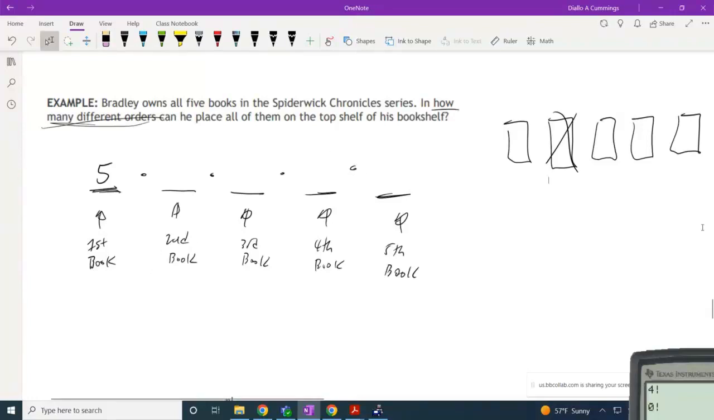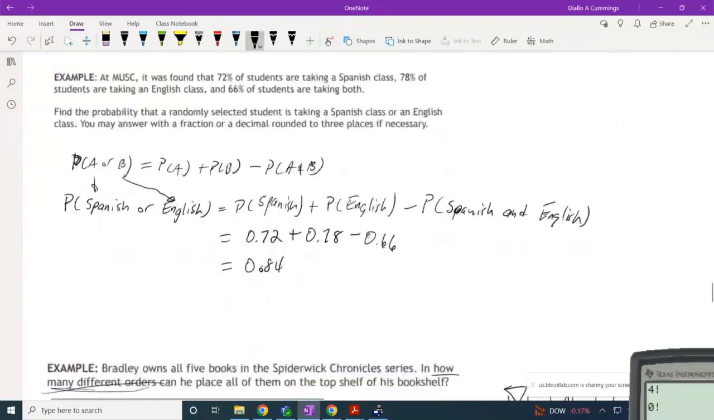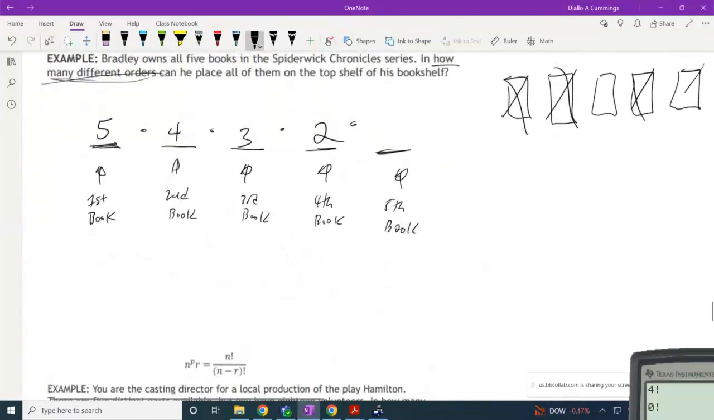For my second book, how many books do I now have to choose from? 4, right? So let's say I choose that one. For the third book, how many choices now? 3. So let's say I choose that book. For the fourth book, how many books are left to choose from? 2. So let's say I choose this one. And then for the last book, how many choices? Only 1.